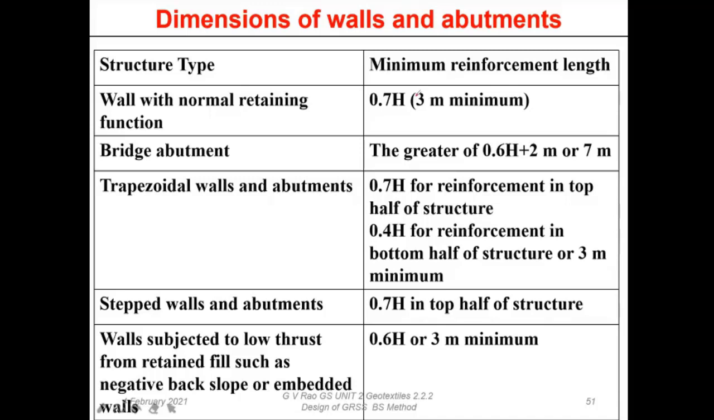The initial trial length in this method is 0.7 h. We'll see what that h really means. We can say h is height. What height are we going to see? And what we mean is that we also have a minimum of 3 meters now. So the initial trial length is going to be 0.7 h.